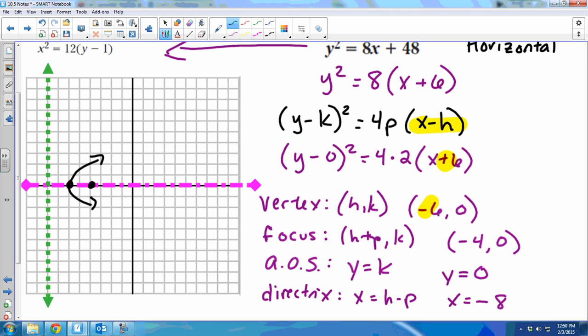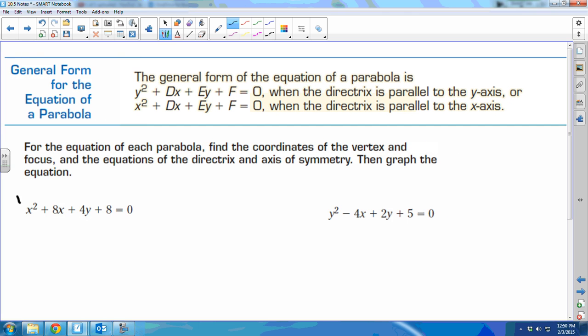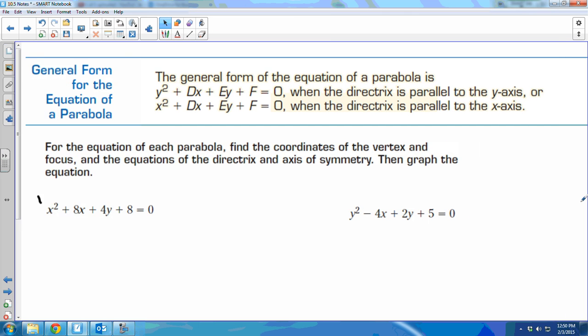Questions about these two? I've got one more page. All right, so flip to the last page. Last one. Any questions about this before I go to the next page?